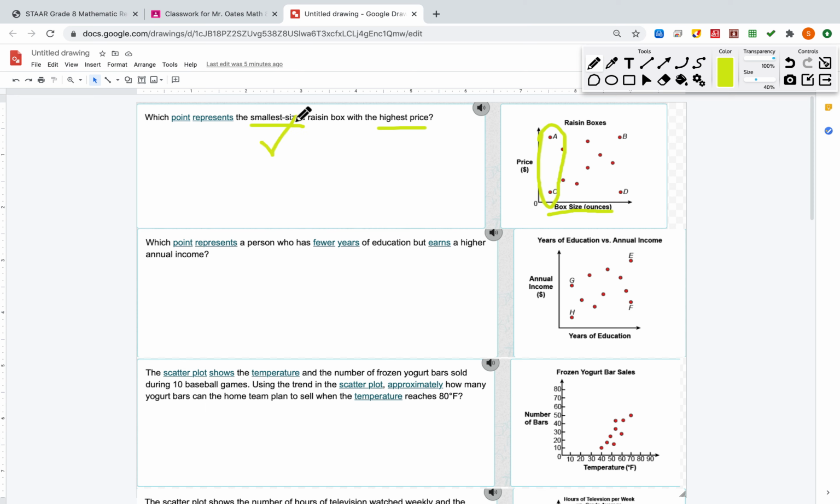I found that. My next step is to find the one with the highest price. So when I look at the price axis, the y-axis, I'm looking for the highest price. C is really close to 0, so it has a pretty low price. But A is all the way up here, really far away from 0, which means it has a high price. So I'm going to select A, because A is close to 0 on the size axis, which means it's pretty small, but also really far away from 0 on the price side, which means it's pretty expensive, with a high price.